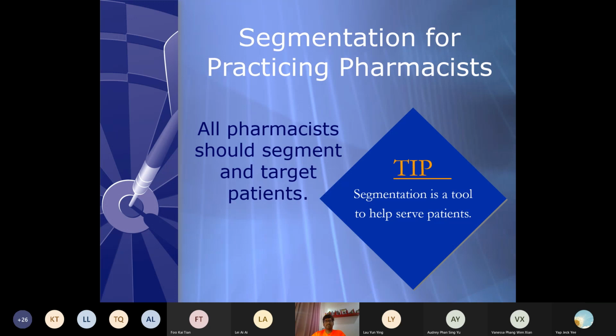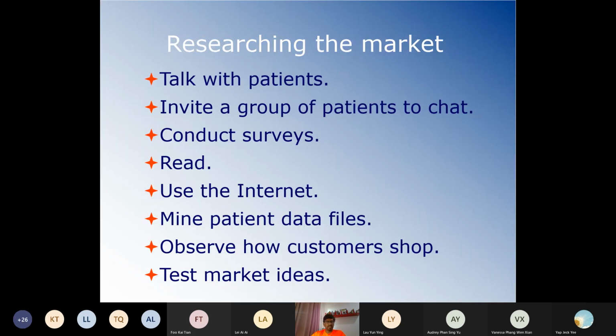And again, pharmacists also use the same parameters to segment the market, like demographic, psychographic, and other parameters. So in order to segment the market, pharmacists need to research the market by talking with the patients, by inviting a group of patients to chat, so that you will understand what the commonalities and differences among the group are, and what their needs and wants are, so that you can fit into their needs and wants.